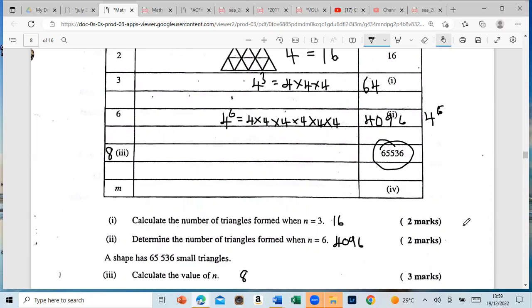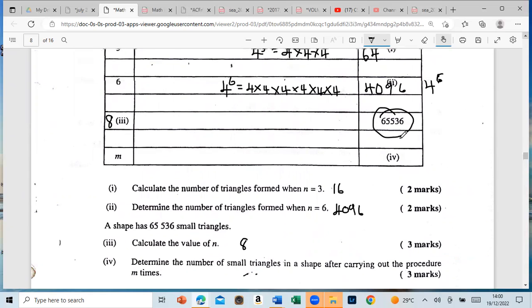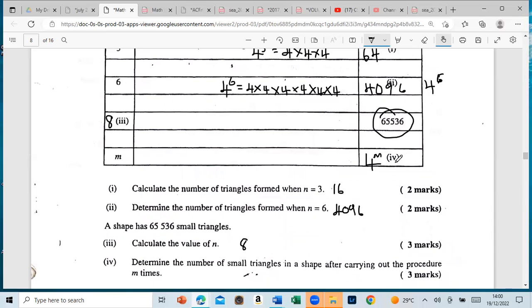So we need to figure out the last one that says determine the number of small triangles in a shape after carrying out the procedure m times. All right, remember we said that it's 4 times whatever number. So this time the number is m. So all we do is say 4 to the m, and that's it. We don't know what m is, but whatever it is, it's going to be the power. So let's write that. And you see, guys, this is actually 10 marks.